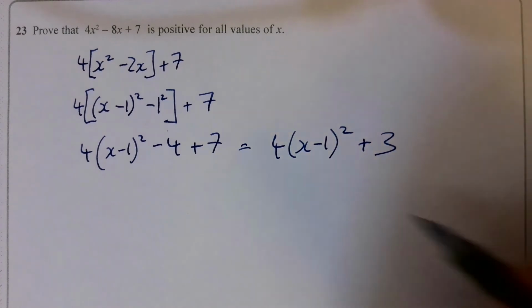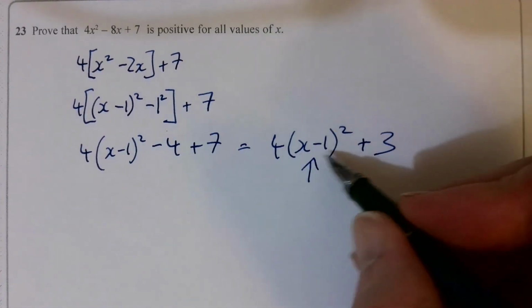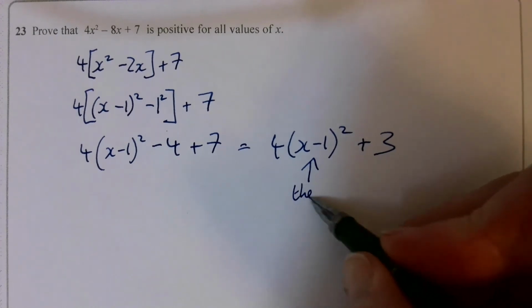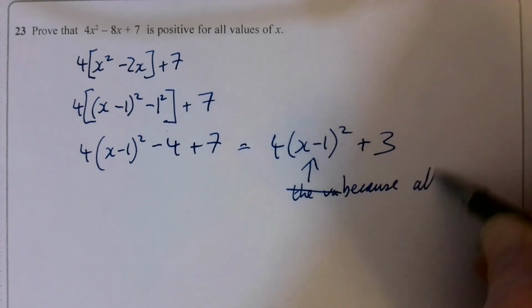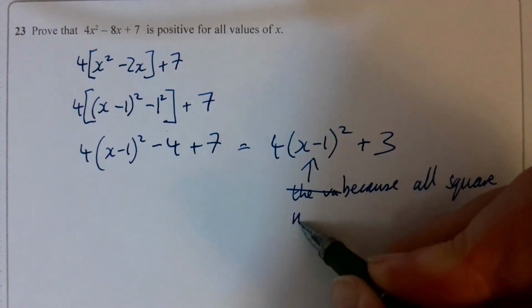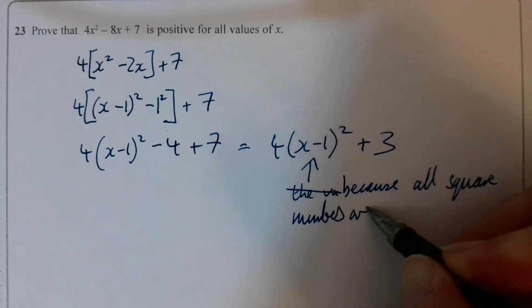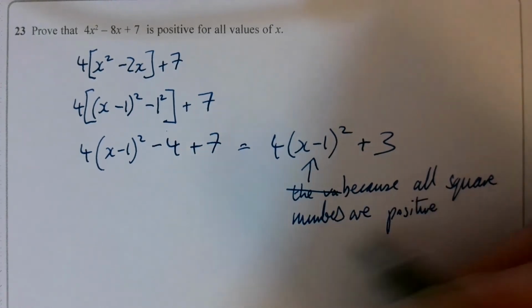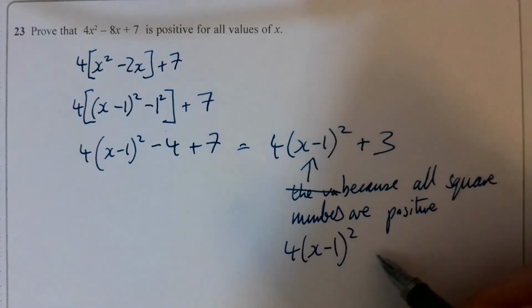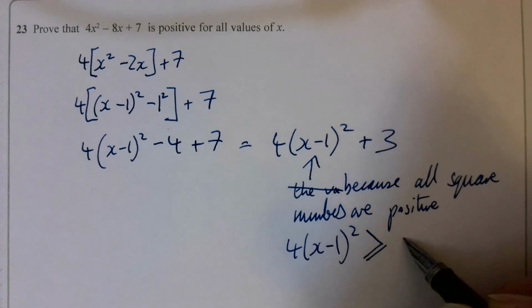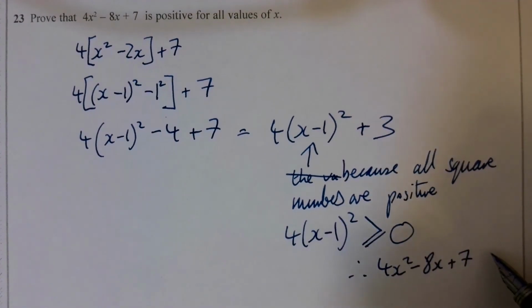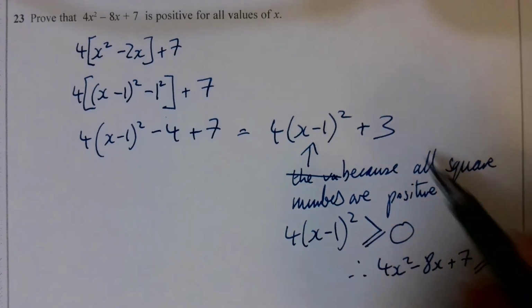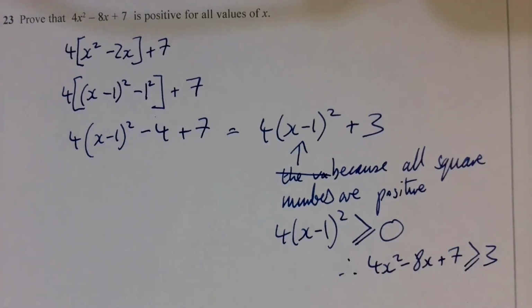And then what you need to point out, just to get the last mark, is that because all square numbers are positive, 4 times (x minus 1) squared must be greater than or equal to 0. Therefore, 4x squared minus 8x plus 7 is bigger than or equal to 3. It's always going to be positive. And that's the end of it.